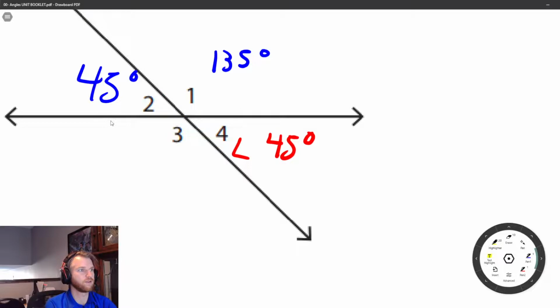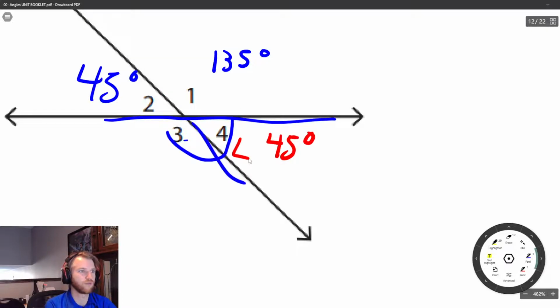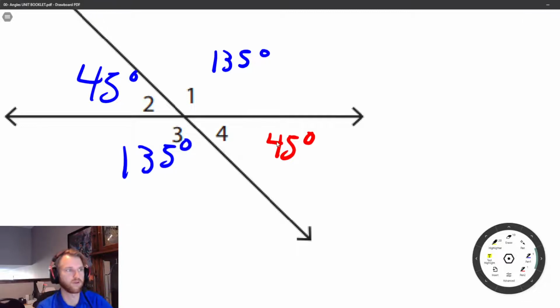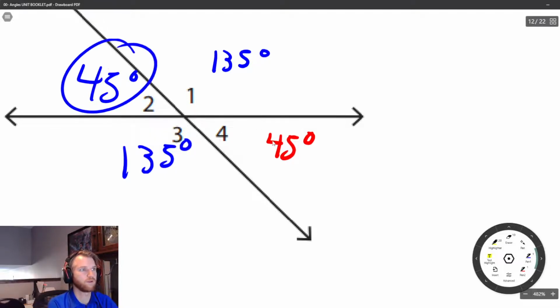Or I could think of it this way: I've got a straight line here that's being split. So these two have to add up to 180. Either way, it's saying that 45 plus something is 180. It's either 45 plus this is 180 or 45 plus this is 180. It's going to be the same thing either way. It ends up being 135 degrees.